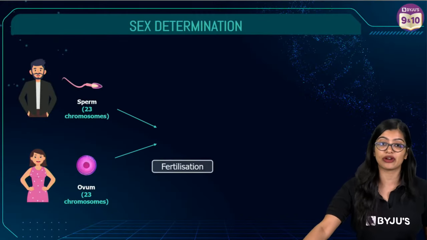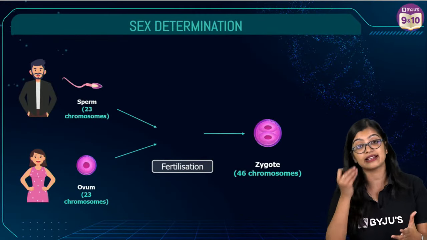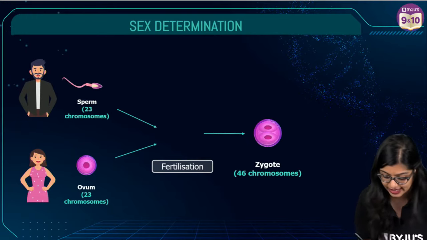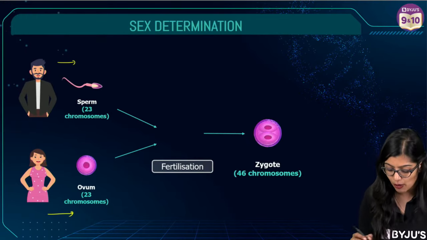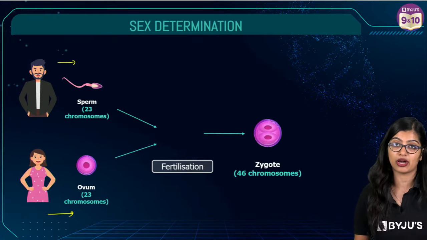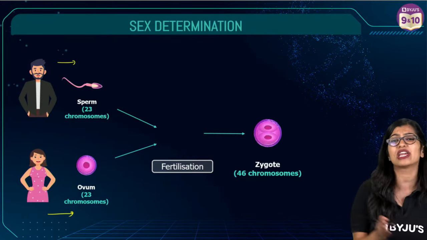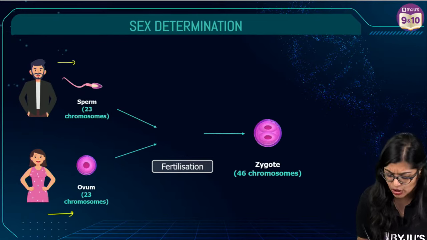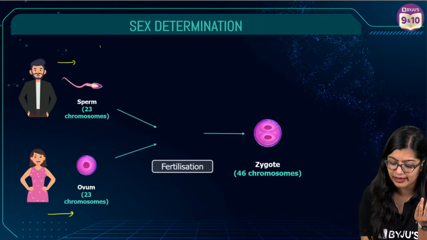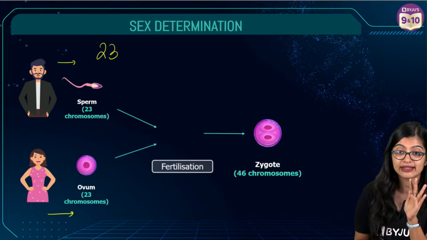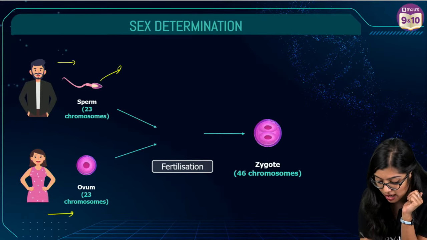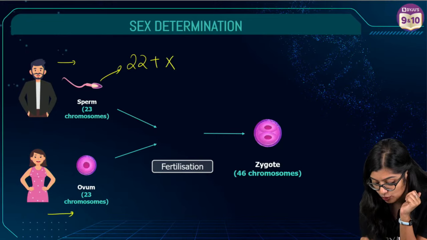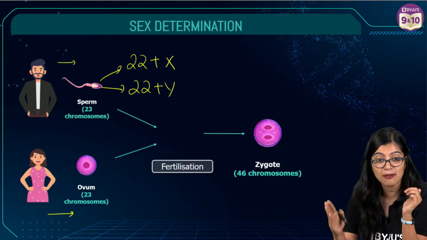Now, during sexual reproduction, what happens? There is formation of gametes. In females, they will produce eggs, and males will produce sperm. These reproductive cells, or sex cells, will have only half the number of chromosomes. They have only 23 chromosomes, not 23 pairs, which means some sperms will have 22 plus X, while some will have 22 plus Y, because it has become half.